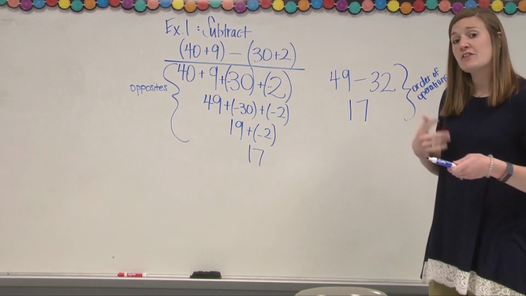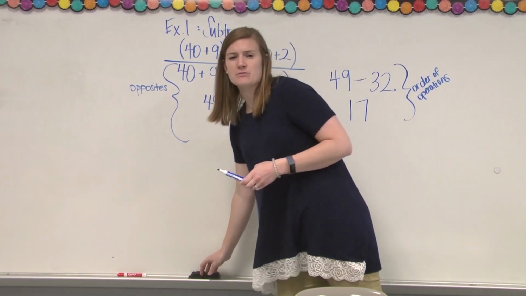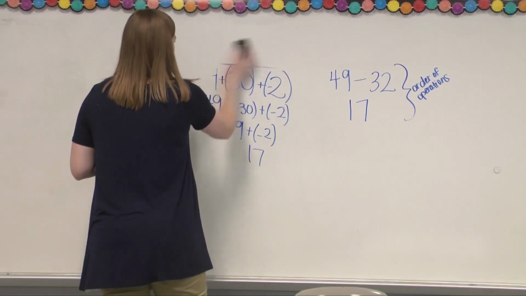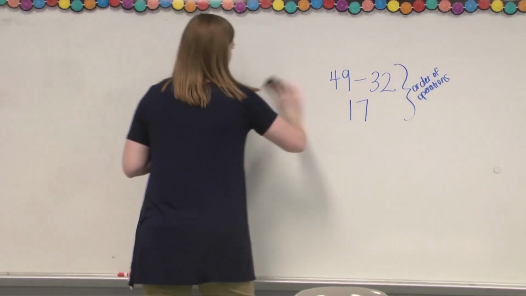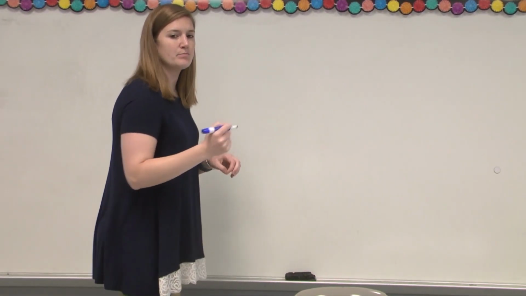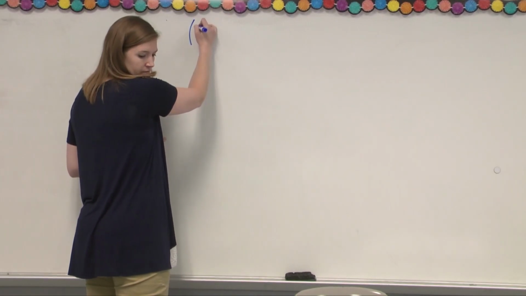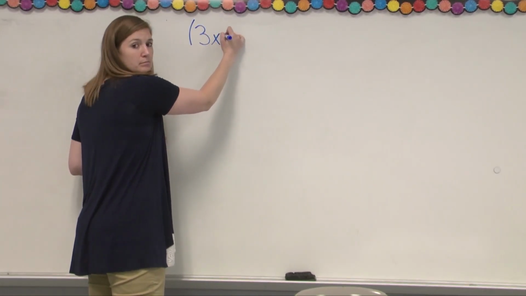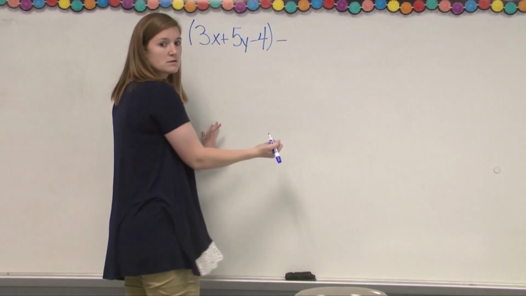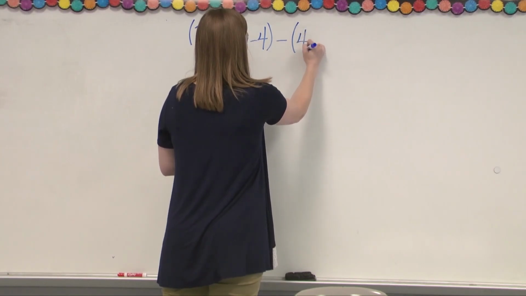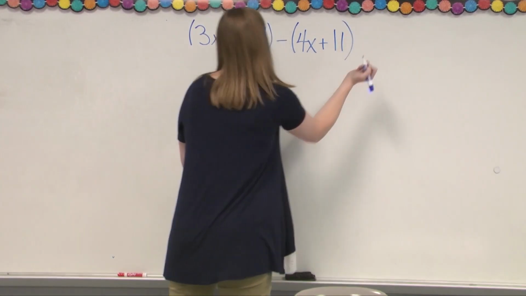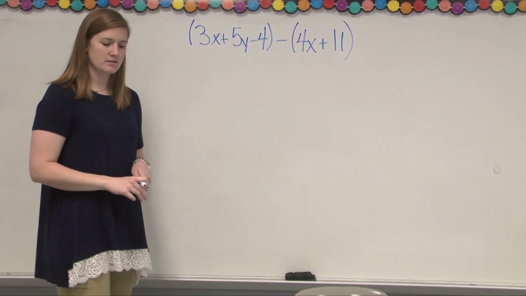Okay? So now we're going to think about another example and how we can simplify something. We're going to bring in some variables. Okay, so now let's think about how we can simplify this. So 3x plus 5y minus 4 minus 4x plus 11. Right, so go ahead and jot that down and think about how we would simplify that.